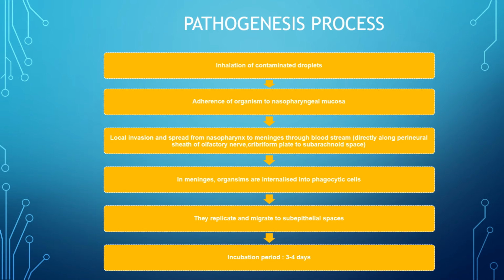It can also spread directly along the perineural sheath of the olfactory nerve, through the cribriform plate to the subarachnoid space. In the meninges, the organisms are internalized into phagocytic cells, and then they start to replicate and migrate to subepithelial spaces. The organism finally needs about 3 to 4 days of incubation period to start transmission to other places.